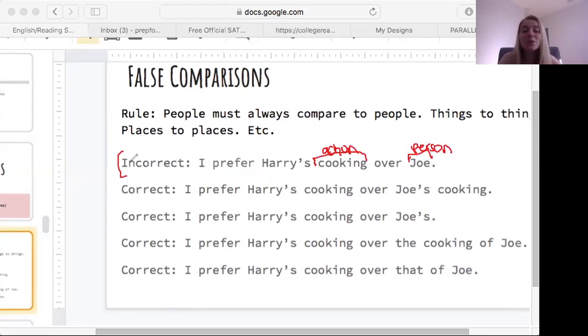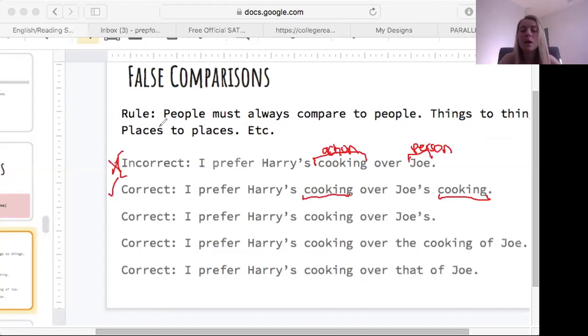So notice how this is incorrect. What I could do to correct this, I could say "I prefer Harry's cooking over Joe's cooking." And that works perfect because here now I'm comparing cooking to cooking, comparing two of the same actions. So that's great. Now, what if we said, all right, I don't want to repeat cooking and I simply want to try and condense this.